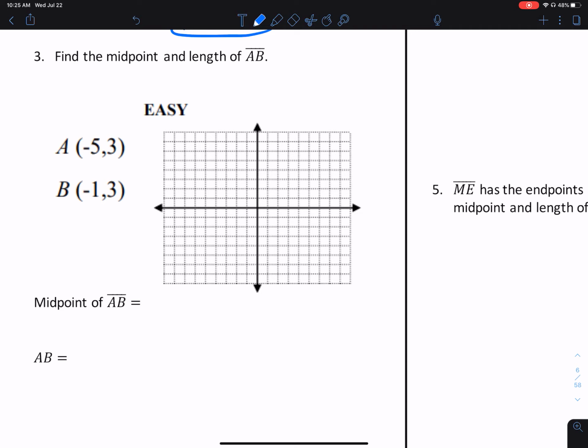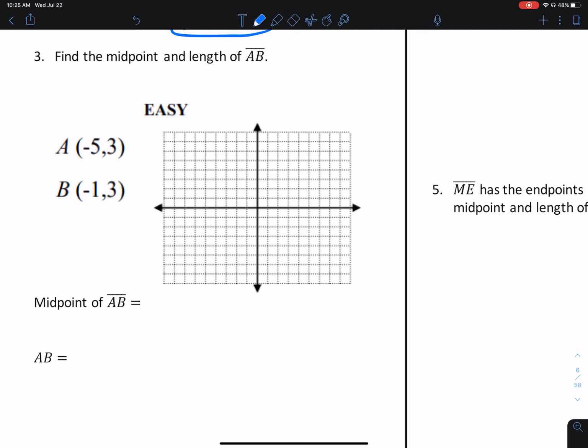Now this is an easy version of this problem. Well, let me show you why. You start at the origin. These are coordinates. This says left or right: -5. Since it's negative, you go left. This 3 says you go up 3.